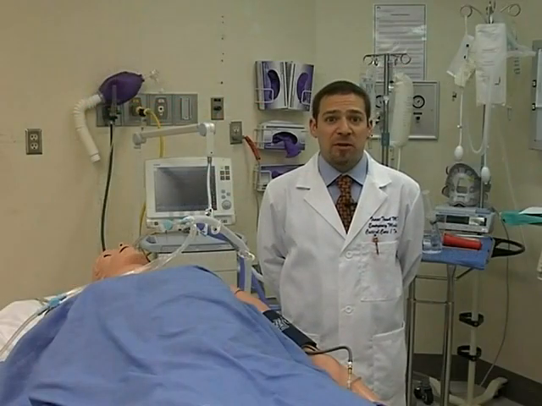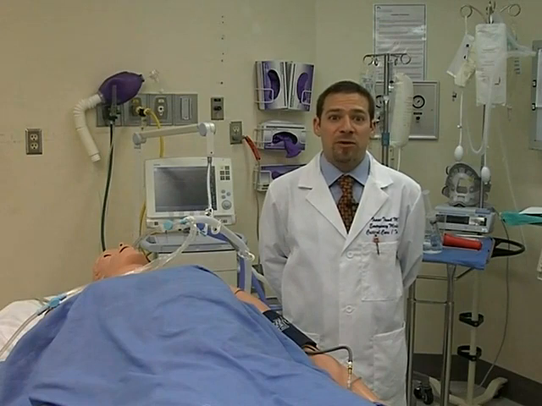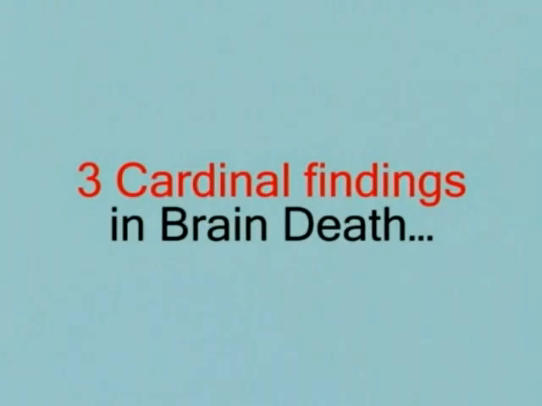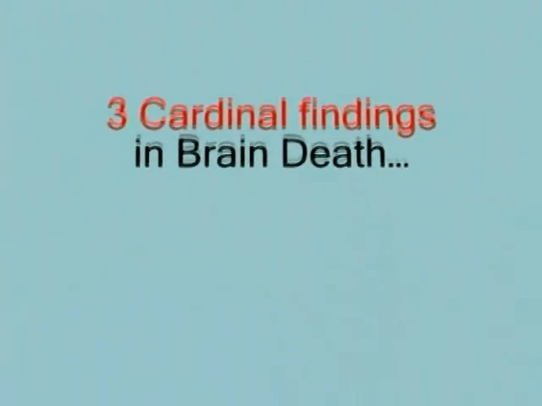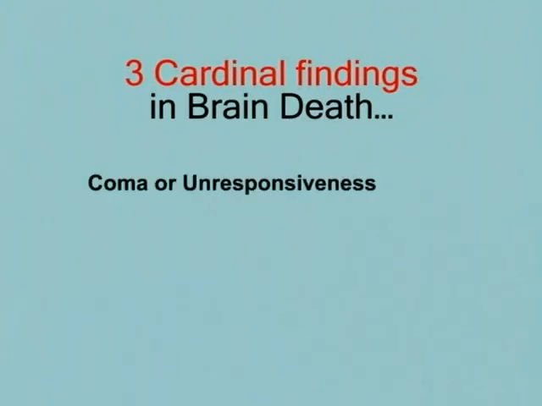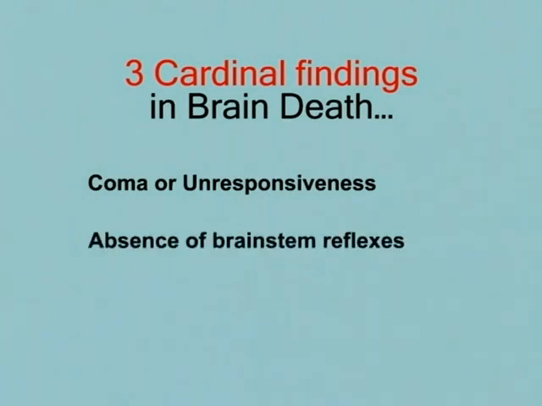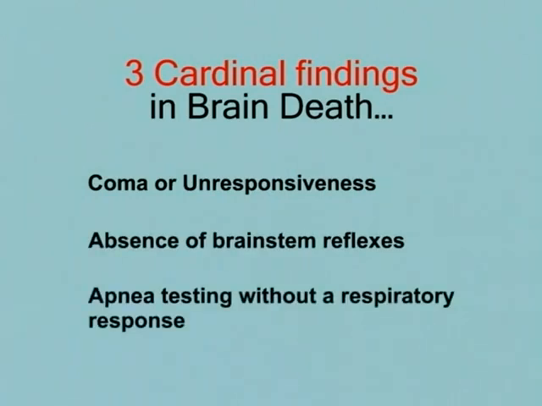Once you've established that there is evidence of a cerebral catastrophe and have ruled out any possible confounders that could masquerade as brain death, you can then move on to assessing the 3 cardinal findings of brain death. Number 1, coma or unresponsiveness. Number 2, the absence of brainstem reflexes. And number 3, a positive apnea test as defined by no respiratory response to hypercapnia.